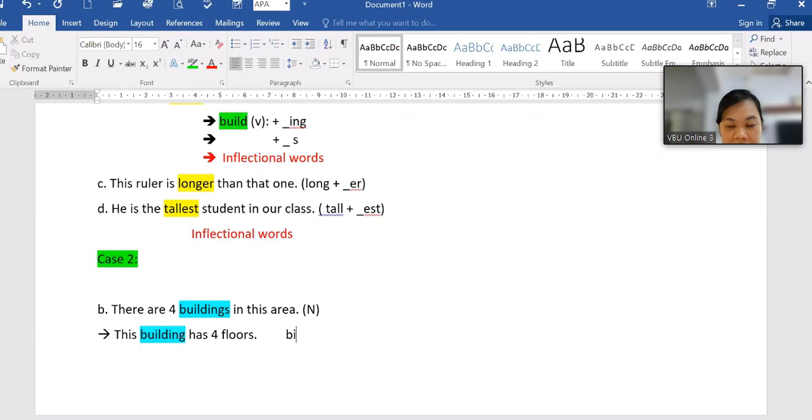This means that you have build. You put -ing to create two functions, two different kinds of meaning. The first one belongs to the verb. The second one belongs to the noun.